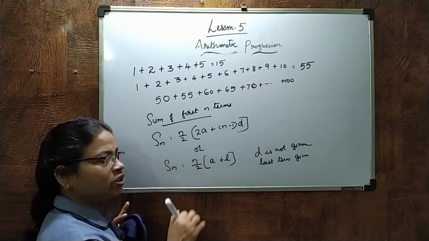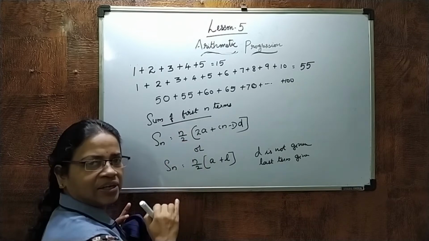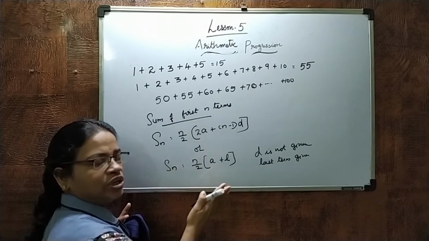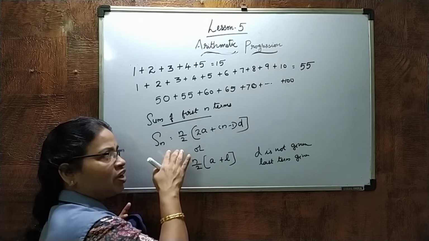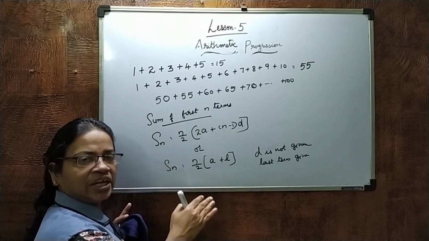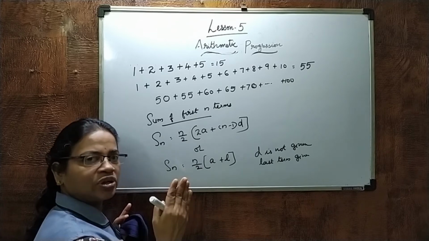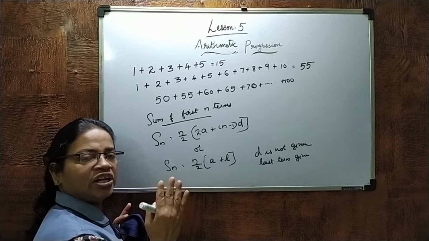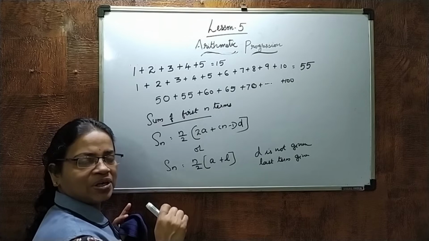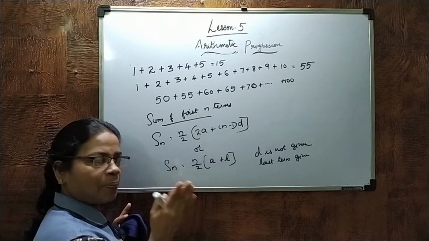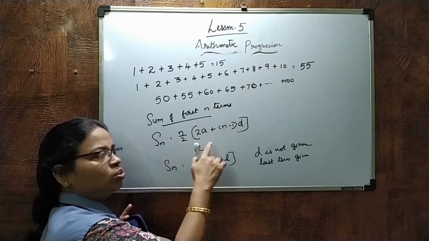Clear? Don't think that they will give you all the things for the sum. Sometimes they won't give you n. Sometimes they won't give you d. So first find out what all things are given. If some values are missing, think about the previous formula. What is the previous formula? an is the nth term, and it is an is equal to a plus n minus 1 into d. Apply it, find the missing value, and then again use the sum formula.